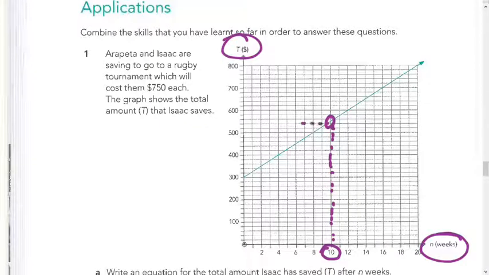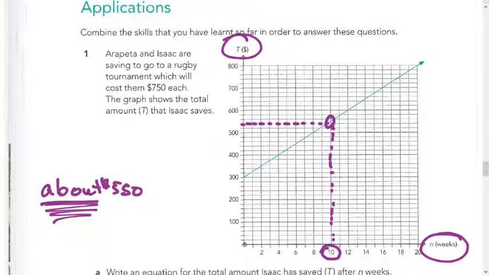And then from that point, you just go over, about 550. Not quite, right? It's in the middle of that one. Not all of them you're going to be able to read accurately. So if I was going to say that, I would have to say about $550. If it doesn't land exactly on a line so you can tell the exact monetary value, then you use the word what? About. If you tell me something that's not true, you will be counted off. But you can certainly say about.